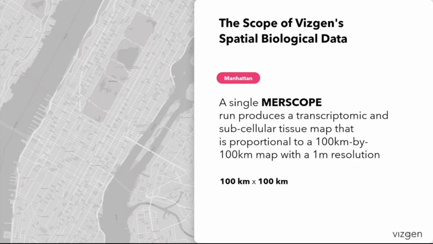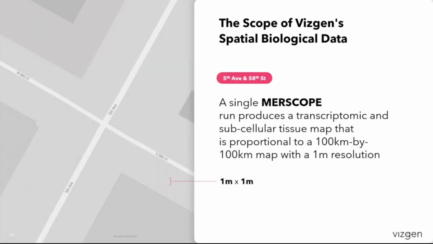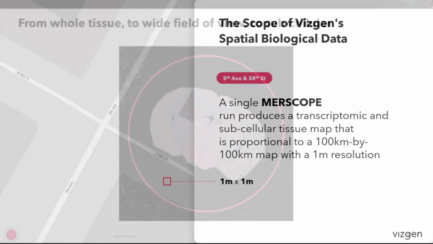But then it doesn't stop there. You could also zoom really deep into your tissue. So for example, here I zoomed at the corner of 5th Avenue and 58th Street. I didn't make this slide, but I actually went and saw what was there, and it's actually an Apple store. So obviously you won't have that in your MERScope data, but this is really where you could see transcripts within your cell, nuclear structures, with a resolution of 100 nanometers this time. So this is all of the data that comes per run.